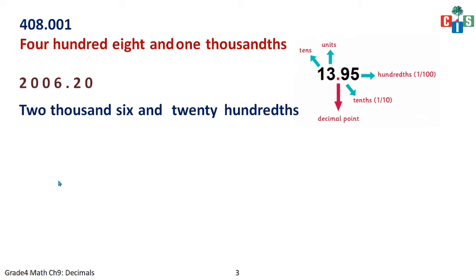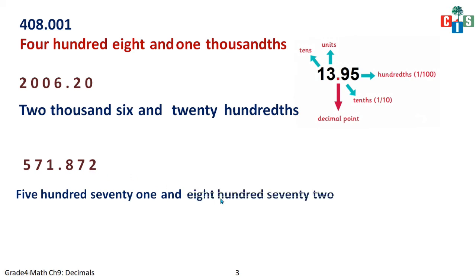Fine. Now let's take the other example. 571.872. That's the first way to write. Now the second way is 571. For the decimal you will write "and", and what's the number? 872. Yes, it's 872. So you will write 872. Now 2 is in which place? 2 is in the thousands place. So I will write 1000.